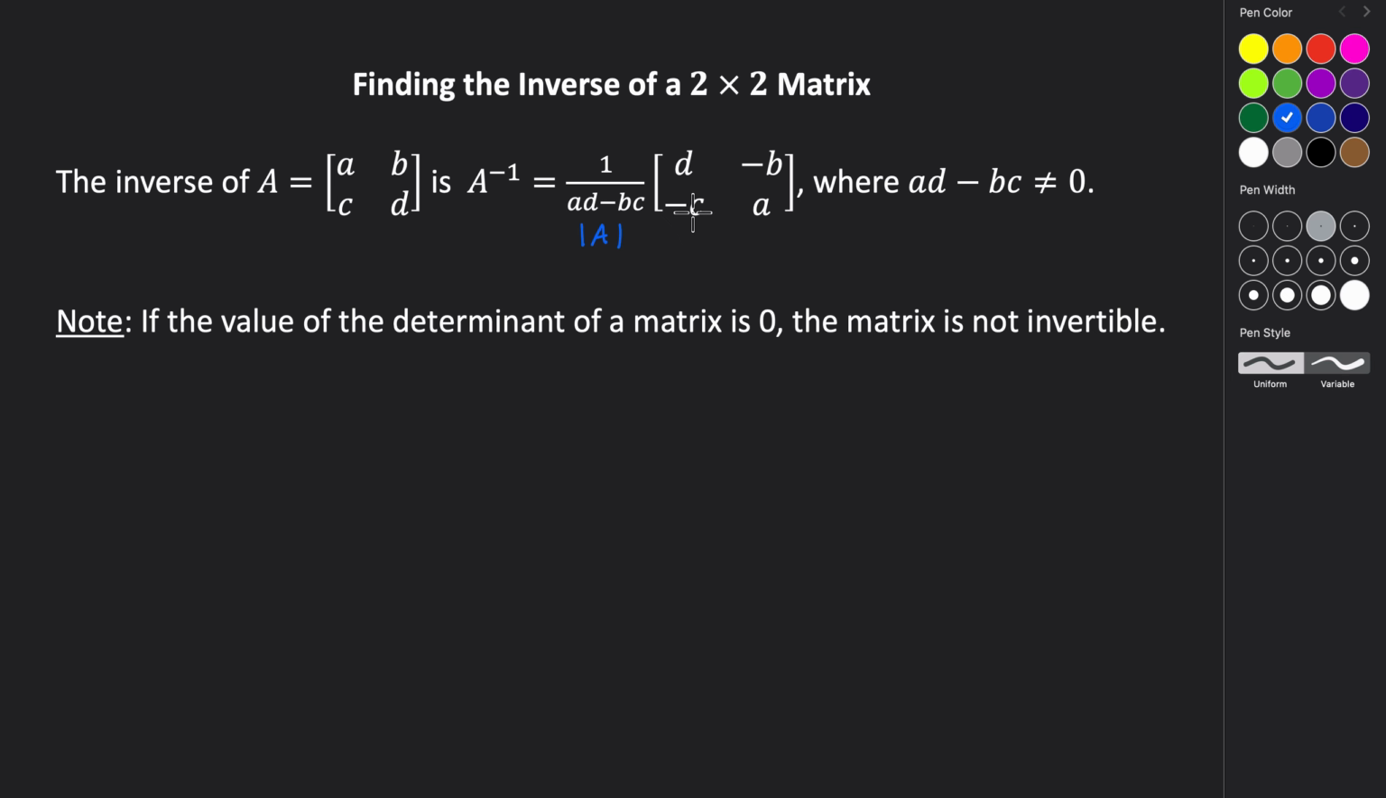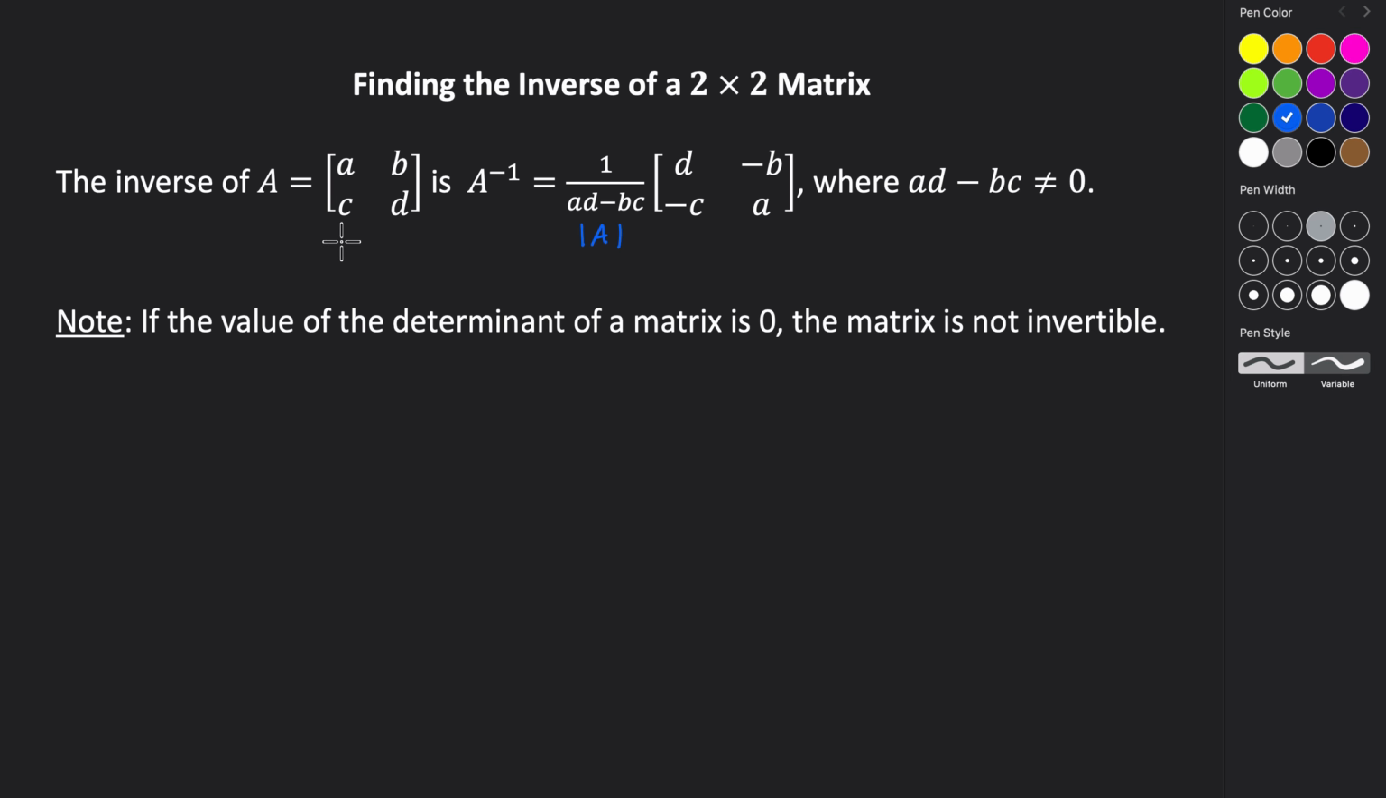times this matrix. So to get this matrix, basically what you do is you switch the positions of A and D. So you just switch A and D, and then you change the signs of your two elements on the other diagonal of this matrix. And again, this happens if the determinant of your original matrix is not 0.